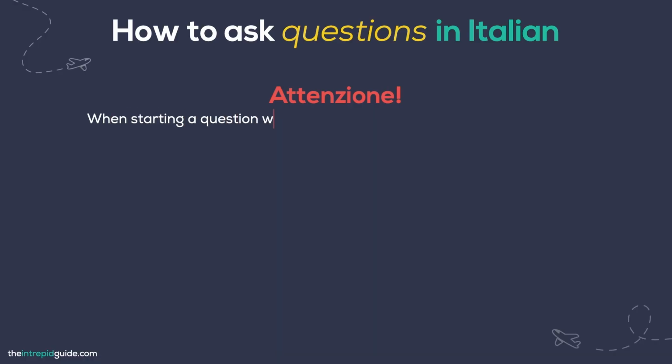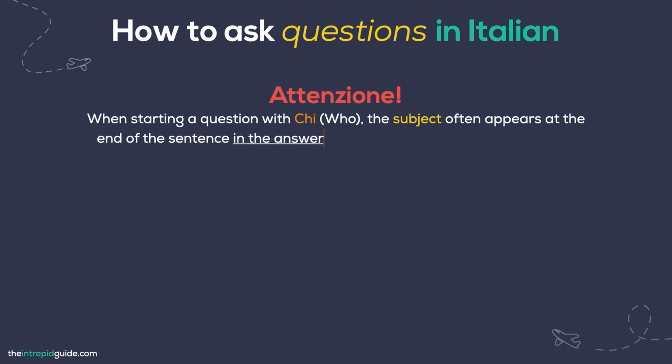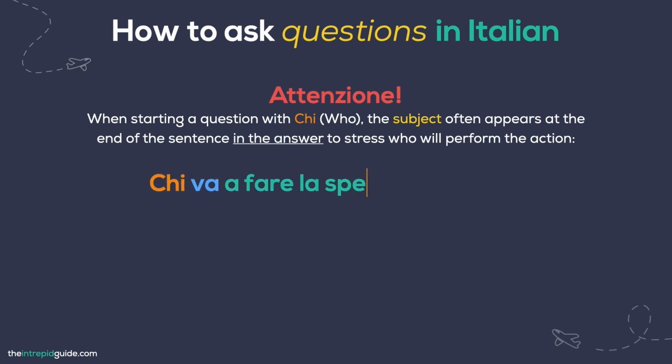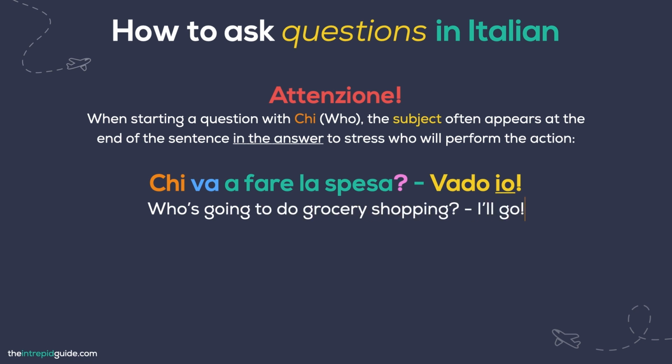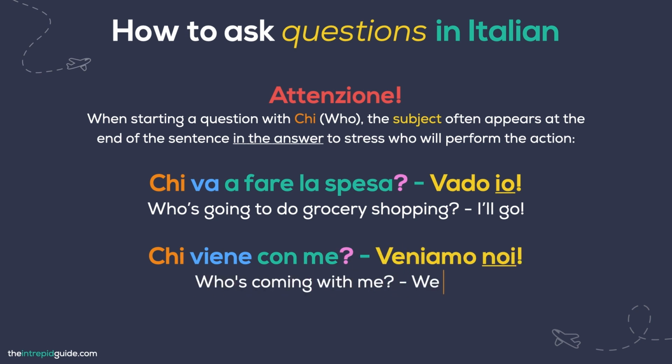Attenzione! When starting a question with chi, meaning who, the subject often appears at the end of the sentence in the answer to stress who will perform the action. For example, Chi va a fare la spesa? Vado io. Who's going to the grocery shopping? I'll go. Chi viene con me? Veniamo noi. Who's coming with me? We are. Now to learn more about how to ask questions in Italian, watch this in-depth video lesson right here.